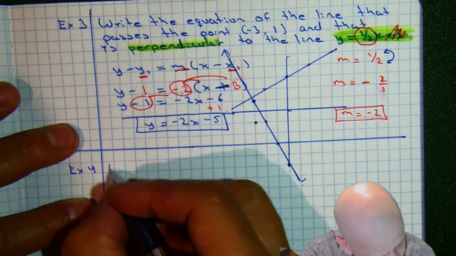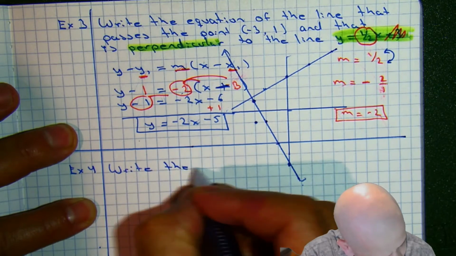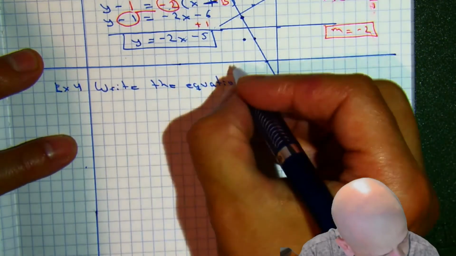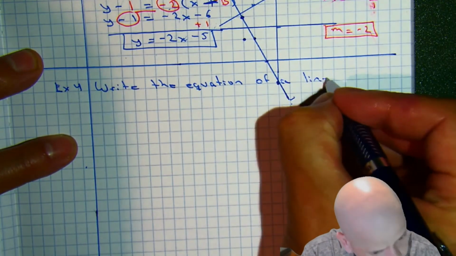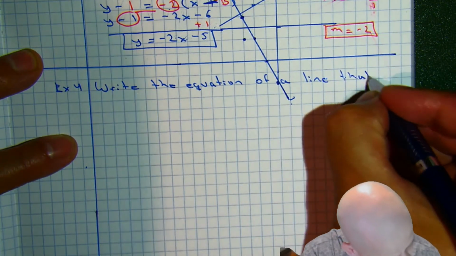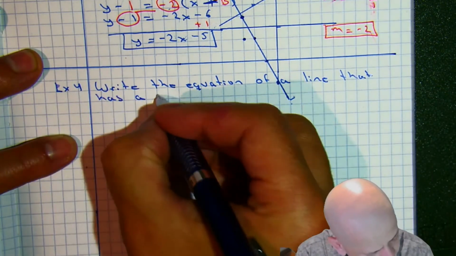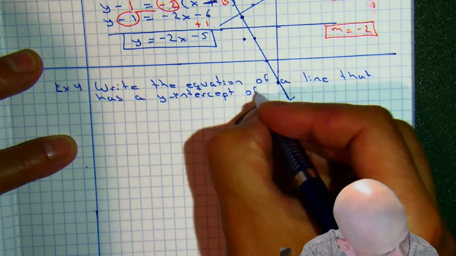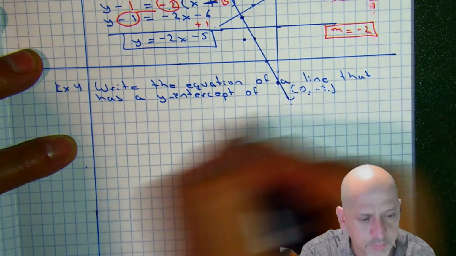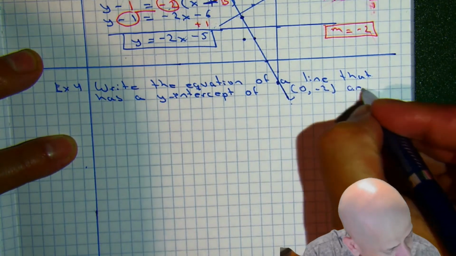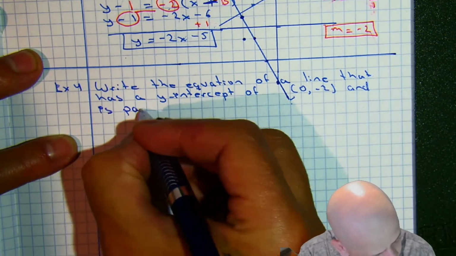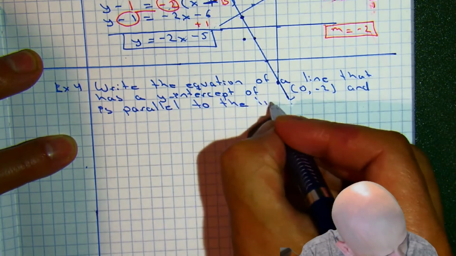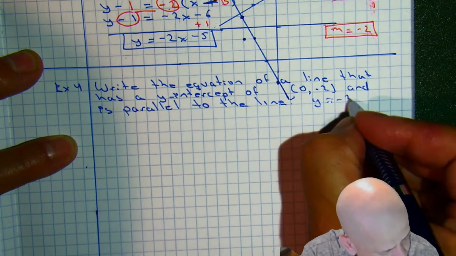Write the equation of a line that has a y-intercept of 0 and -2, and is parallel to the line y equals -3x plus 1.